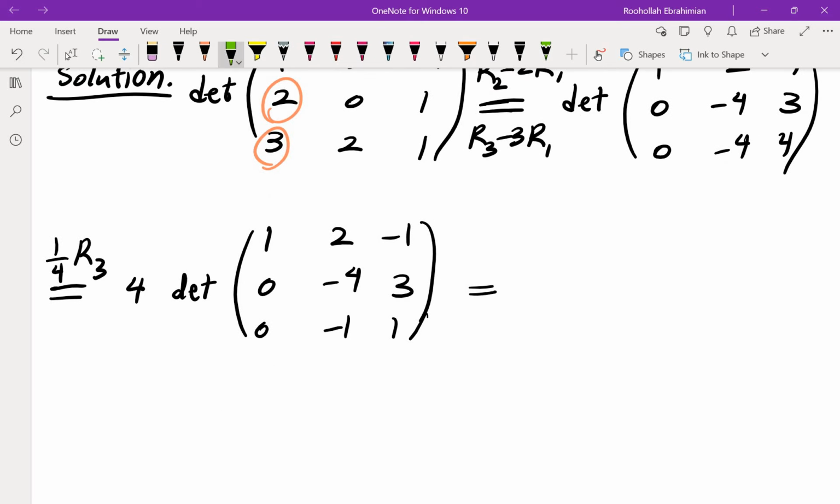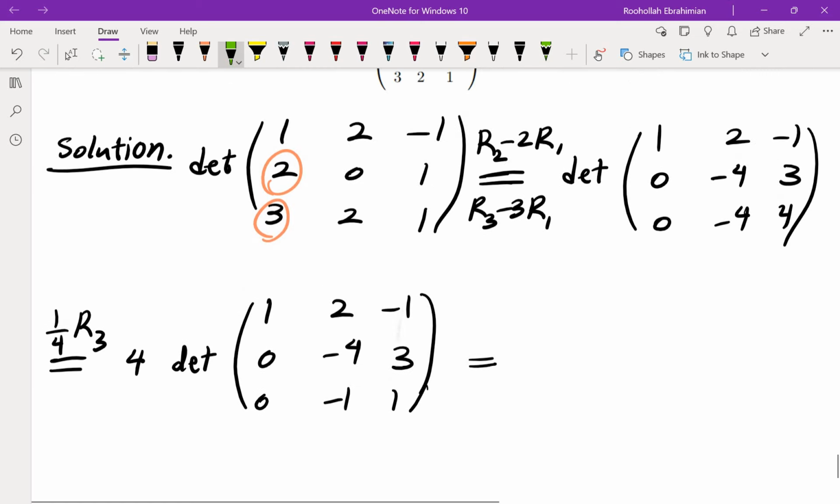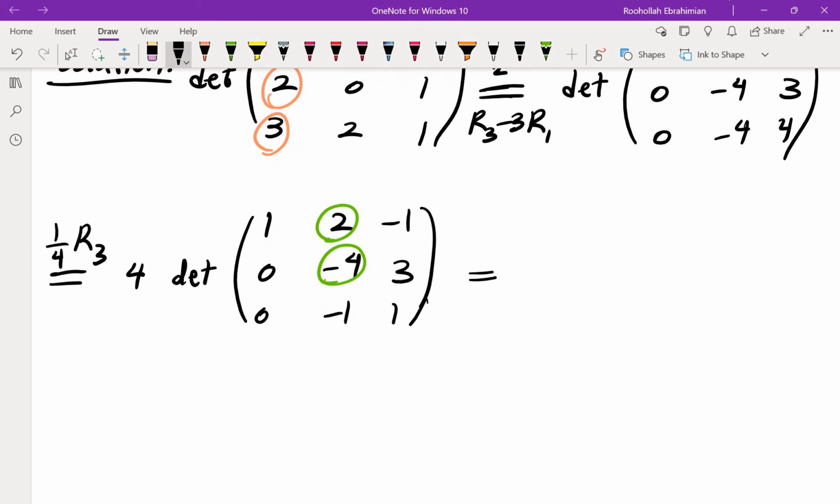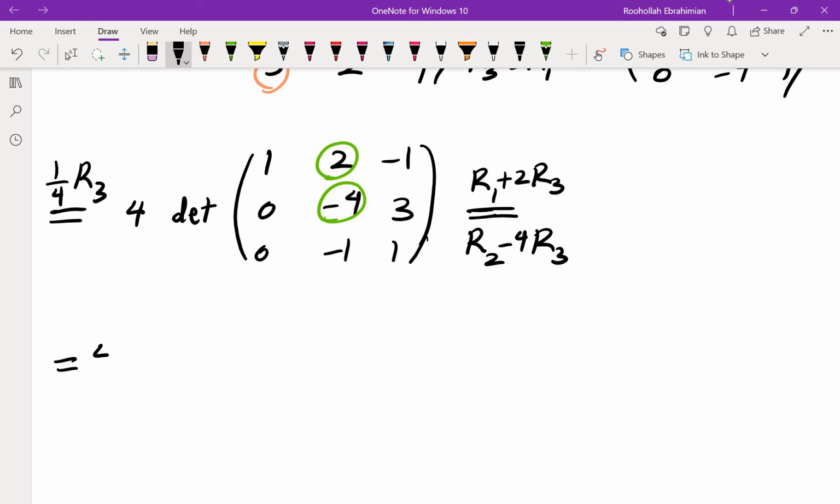Okay, so I'm going to use this negative 1 and make this one and this one 0. We could do that. I mean, there's like multiple ways of doing that, but that's just one way. So I'm going to do row 1 plus twice row 3 and then row 2 minus 4 times row 3. That is 4 times determinant of, so 1, 0, 0. So the first row you have to add twice the last row to that, so that gives you 0. Twice this gives you 1. Negative 4 times that gives you 0. Negative 4 times that gives you negative 1.